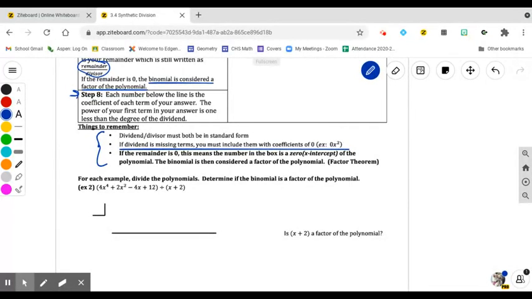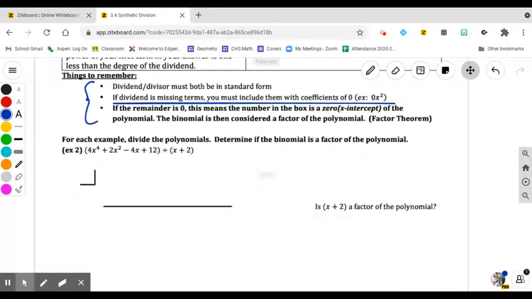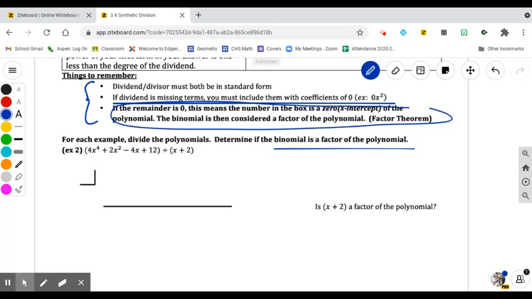So speaking of that, let's take a look at this one. We want to divide and then also to determine if the binomial is a factor. It's a factor if the remainder is 0. Okay, so see how this one goes from x to the fourth to x squared? That means we're missing x to the third. So when we write out our coefficients, we're going to write 4 because that's first. Then the x to the third term is missing, so we're going to put a 0 for that. Now a 2 for the x squared term, a -4 for the x term, and a 12.